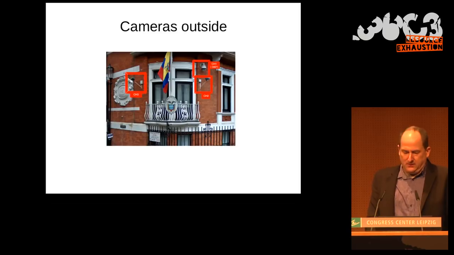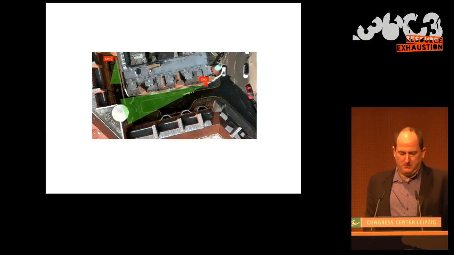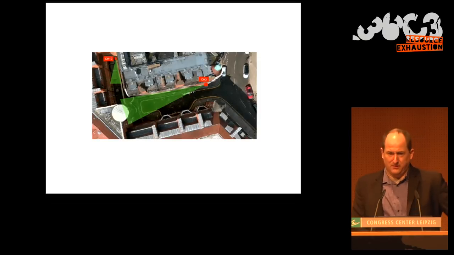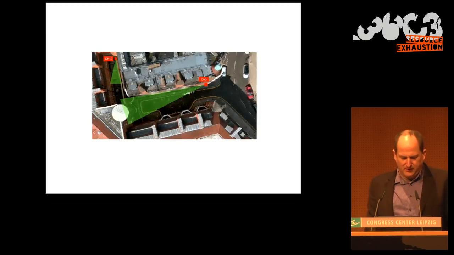Outside, they also had some cameras, including one 8-megapixel 360-degree monster, which actually made me think I want that as well.